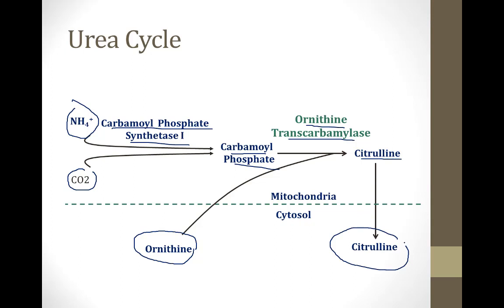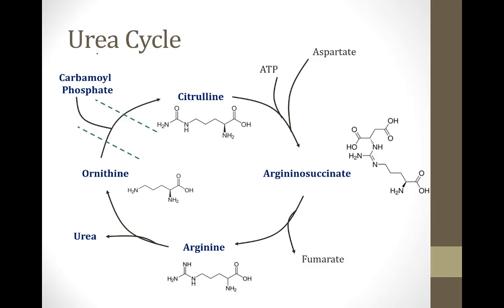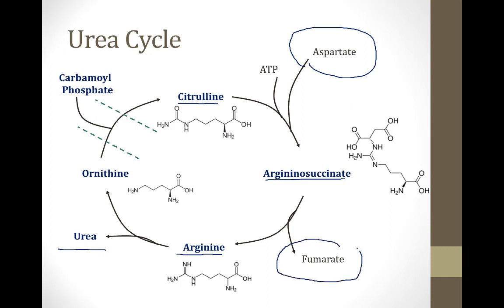On this slide, I've shown the remaining steps in the urea cycle that occur in the cytosol. Citrulline is converted into a large molecule called argininosuccinate. This step involves the amino acid aspartate. You may recall that I told you aspartate donates the second nitrogen to the final molecule of urea, and this is the step where aspartate is involved. Argininosuccinate can be converted into arginine. This step involves formation of a molecule of fumarate, and you may recall that fumarate is part of the TCA cycle, so this represents a crossroads between the urea cycle and the TCA cycle.